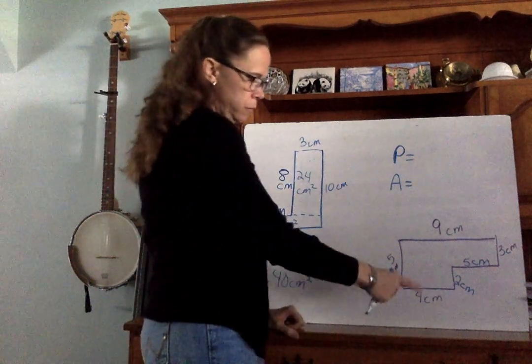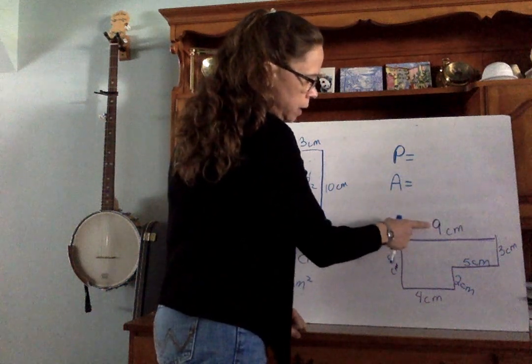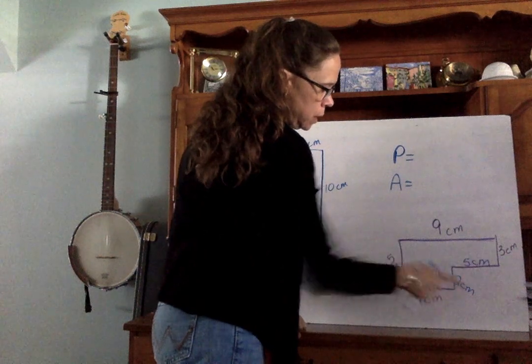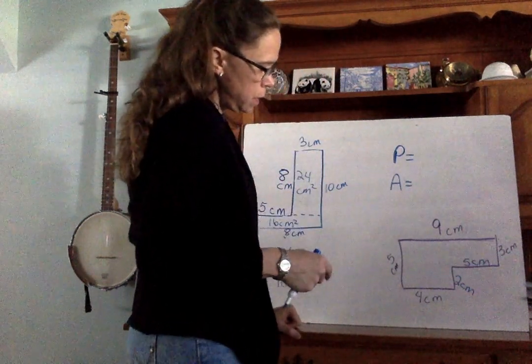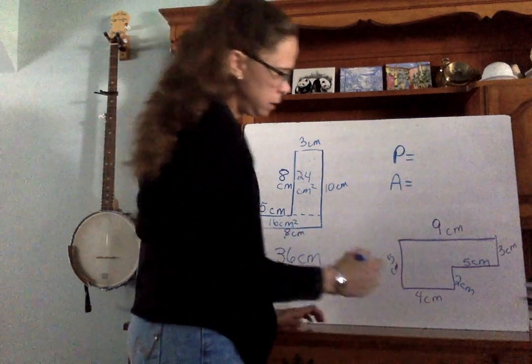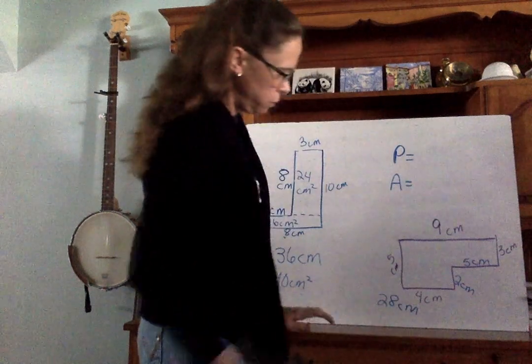Okay, perimeter is fairly easy as long as we add correctly. 4 and 5 make 9. 9 more makes 18. 3 more makes 21. 5 makes 26. And 2 makes 28. And I think that's it. I think I counted everything. That's why I do it twice, because sometimes you forget one.